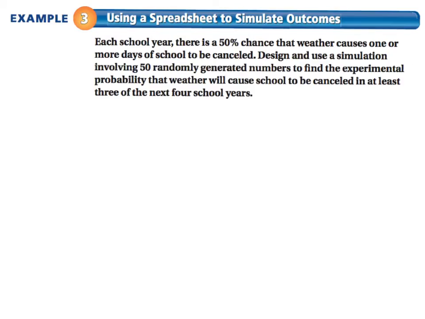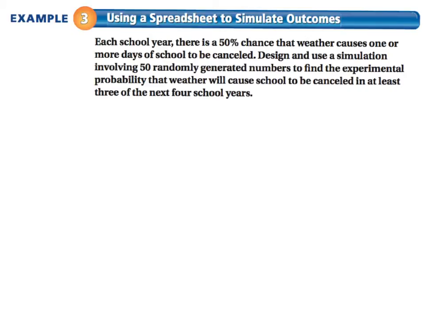Example number 3. Now we're going to use a spreadsheet to do the random generator, and I'll show you tomorrow on Google Spreadsheets how you do that. Each school year, there is a 50% chance that the weather causes 1 or more days of school to be canceled. Design and use a simulation involving 50 randomly generated numbers to find the experimental probability that weather will cause school to be canceled in at least 3 of the next 4 days.